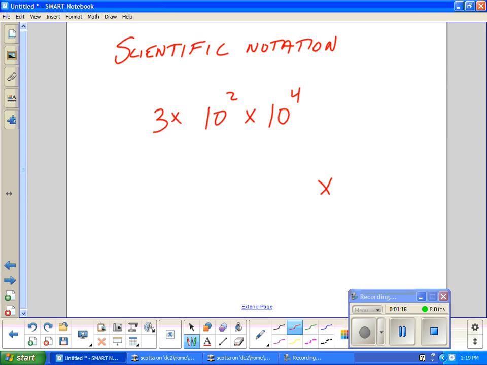What you have to realize is, if I wrote x squared times x to the fourth, what would it be? x to the sixth. What do you think 10 squared times 10 to the fourth has to be then? 10 to the sixth. It is simply exponent rules, guys. What about the times 3? Well, we just leave that hanging out. This is what?